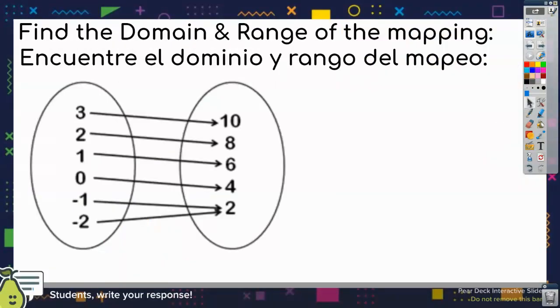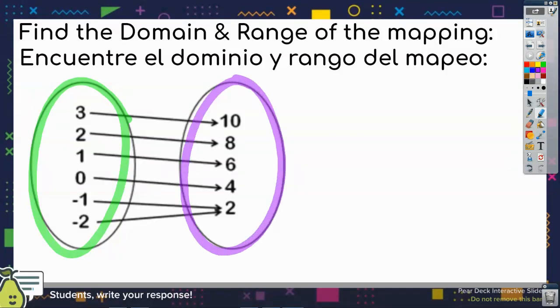So with that said, now I want you guys to try. So pause the video. Try this out. Pause it. Try it. Not going to get it if you don't try. All right, I'm assuming you paused. Left side is my domain. Right side is my range.